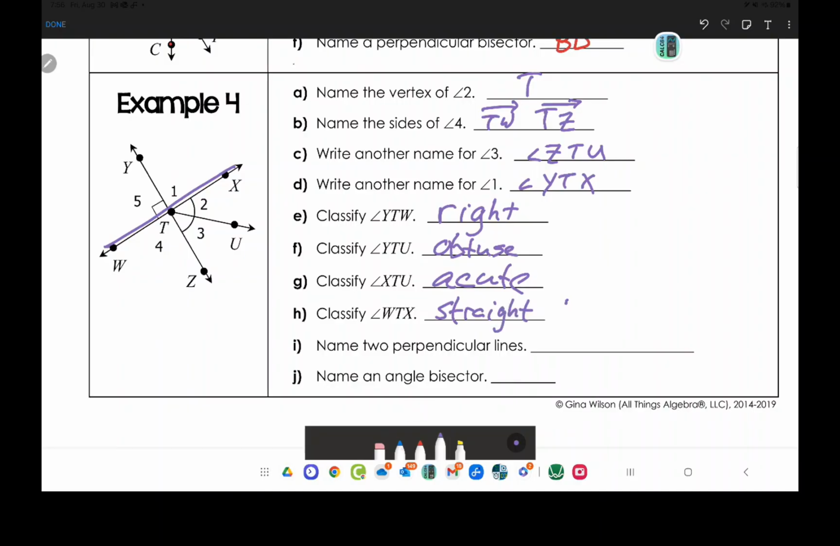Two perpendicular lines. Well, what lines make that right angle? You can name it a couple different ways. I'm going to use YZ and WX. So line YZ is perpendicular to line WX. And the angle bisector is a ray, in this case, TU. So ray TU.